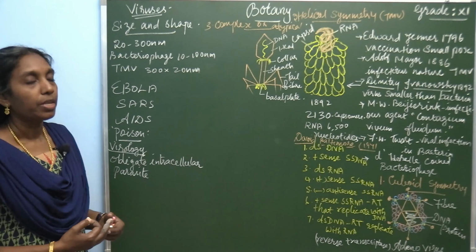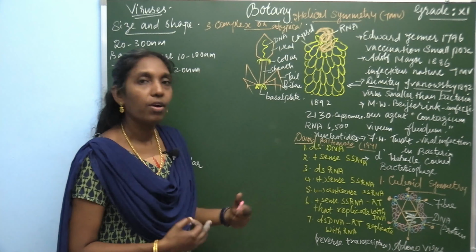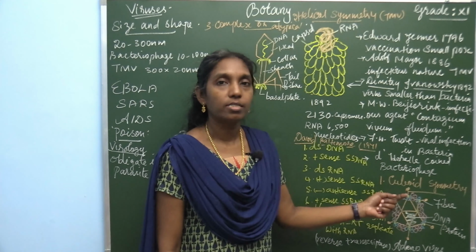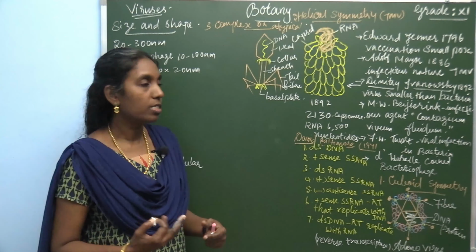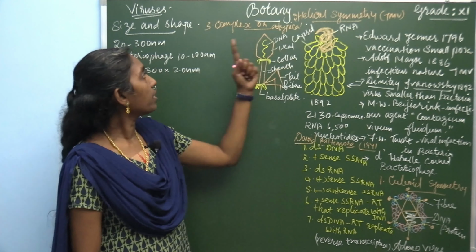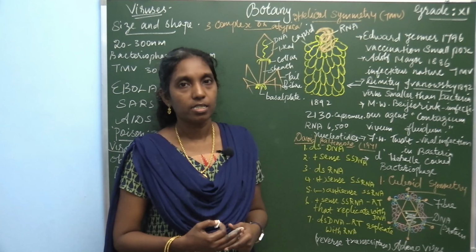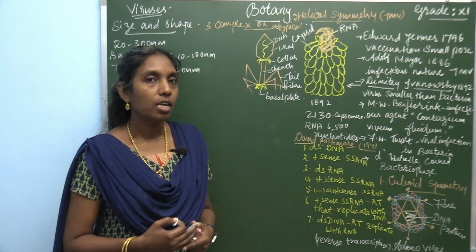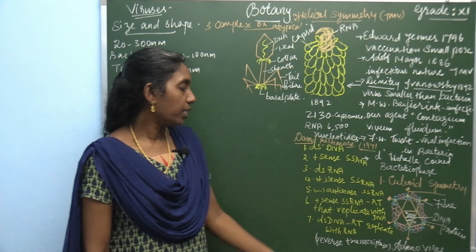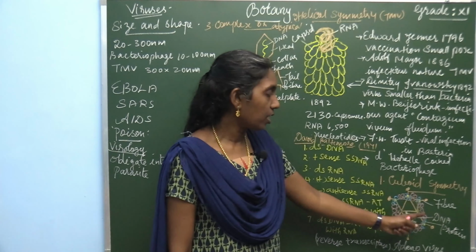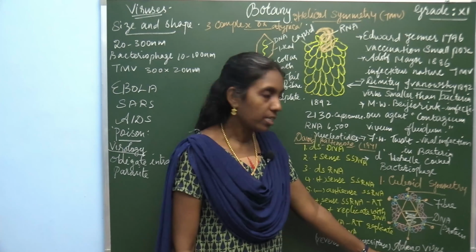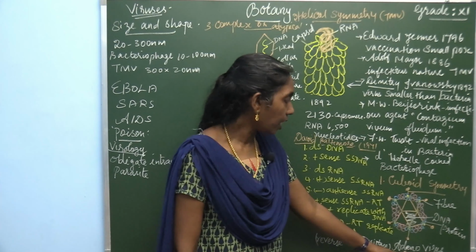Now, symmetry. There are different symmetries which viruses show. You are going to learn three symmetries: cuboid symmetry, helical symmetry and complex symmetry. What are the symmetries? First one, cuboid symmetry. The example of cuboid symmetry is adenovirus. This is the nature of the cuboid symmetry. So, this virus is adenovirus.